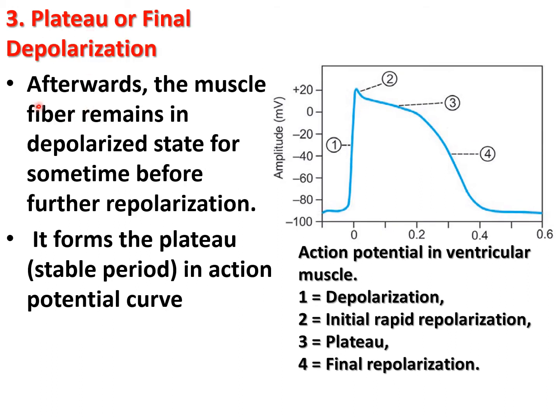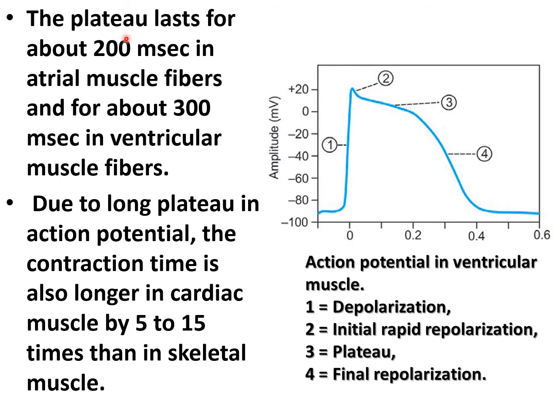Then plateau. After that, the muscle fiber remains in a depolarized state for some time before further repolarization, and it forms a plateau, meaning a stable period in the action potential curve. So this is the plateau phase. This plateau lasts for about 200 milliseconds in atrial muscle fibers and about 300 milliseconds in ventricular muscle fibers. Due to the long plateau in the action potential, the contraction time is longer in cardiac muscle, by 5 to 50 times than in skeletal muscle fiber.